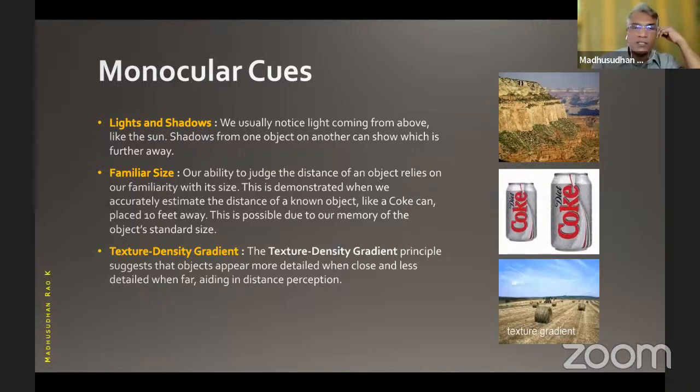So texture and density. Texture and density suggest that objects appear more detailed when close and less detailed when far away. You can see haze there, and they are very close, and you can see the texture and details, but other things you can't see. That is what it meant.